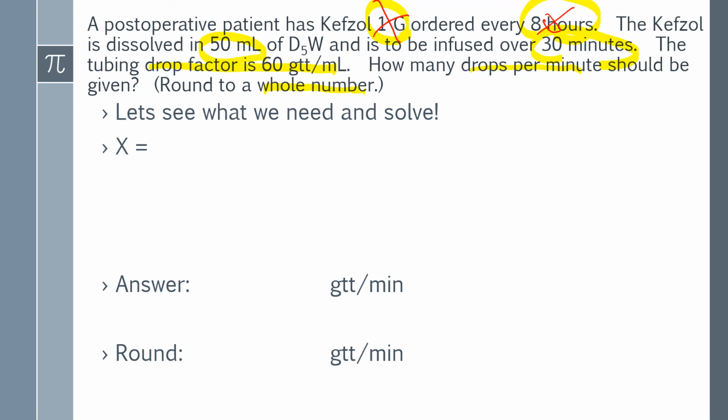What I'm really focusing on right now is a 50 milliliter bag of D5W with that Kefsol in it, and I'm going to set the pump to infuse over 30 minutes. Or since we're doing gravity, I know it needs to infuse over 30 minutes, so I have to manually count the drops. So let's set up a problem. We're solving for drops per minute.